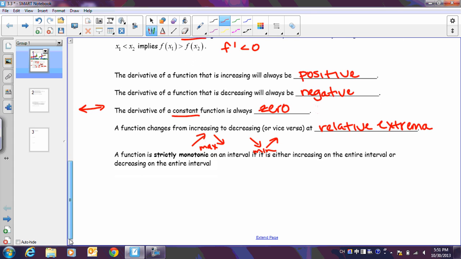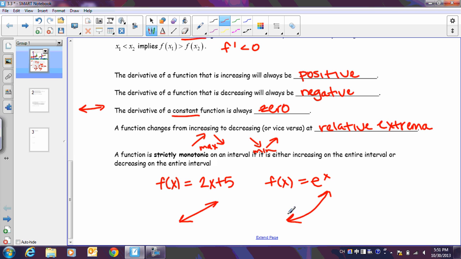All right, strictly monotonic. This means the function's always increasing or always decreasing. So an example of this would be really any line. y equals 2x plus 5, that's a line always increasing. It's a pretty simple example. We also have the good old exponential function. Okay, that function is always increasing. f prime is always positive on this exponential graph.